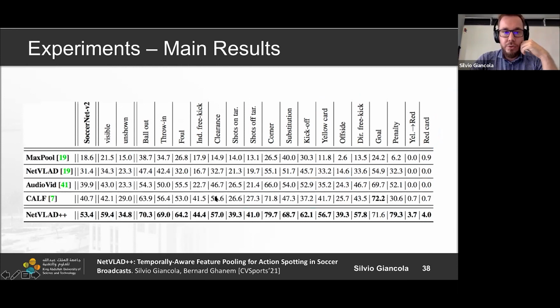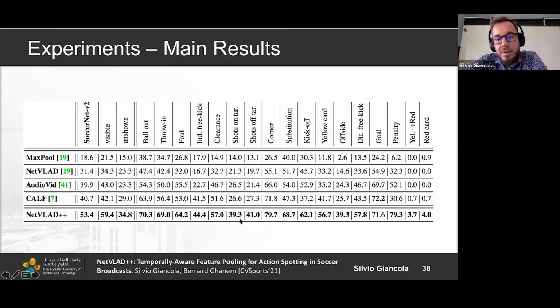Now, to go back to the results, you might be familiar with this table if you're working with SoccerNet-v2. This table was from the SoccerNet-v2 paper, to which I added the performances of NetVLAD++. So MaxPool and NetVLAD come from the SoccerNet paper. AudioVid was an improvement on top of NetVLAD that also considered audio features. And CALF was the CVPR paper from 2021 with Anthony and Adrien as well. NetVLAD++ performed 53.4. This is the max performance over 5 runs, okay, 53.4 that I reached.